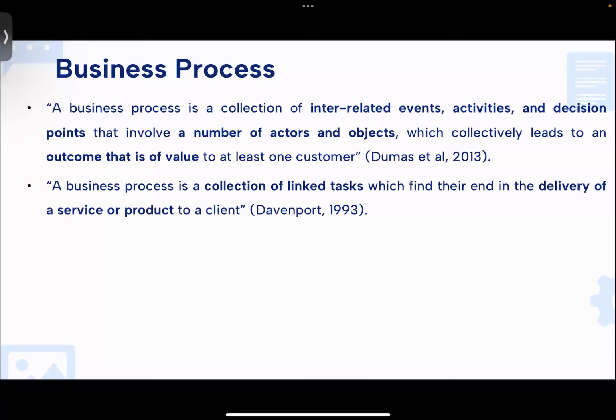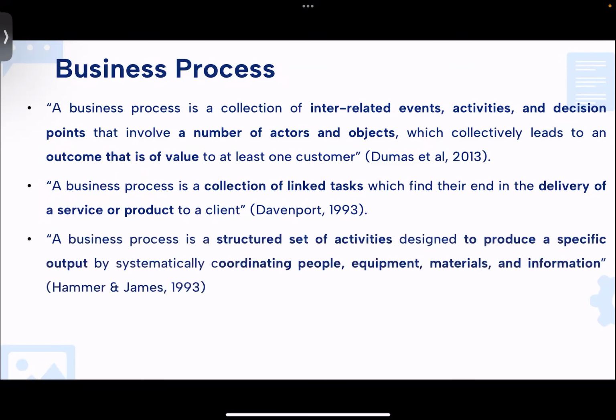So as I mentioned earlier, there is a collection of linked tasks. So this series of steps are interconnected for the purpose of delivering a service or a product to the client. Client means the customer. Service or product means the achievement of the goal or objective. Another definition is a business process is a structured set of activities designed to produce a specific output by systematically coordinating people, equipment, materials, and information. So basically, all of these things discuss the same thing.